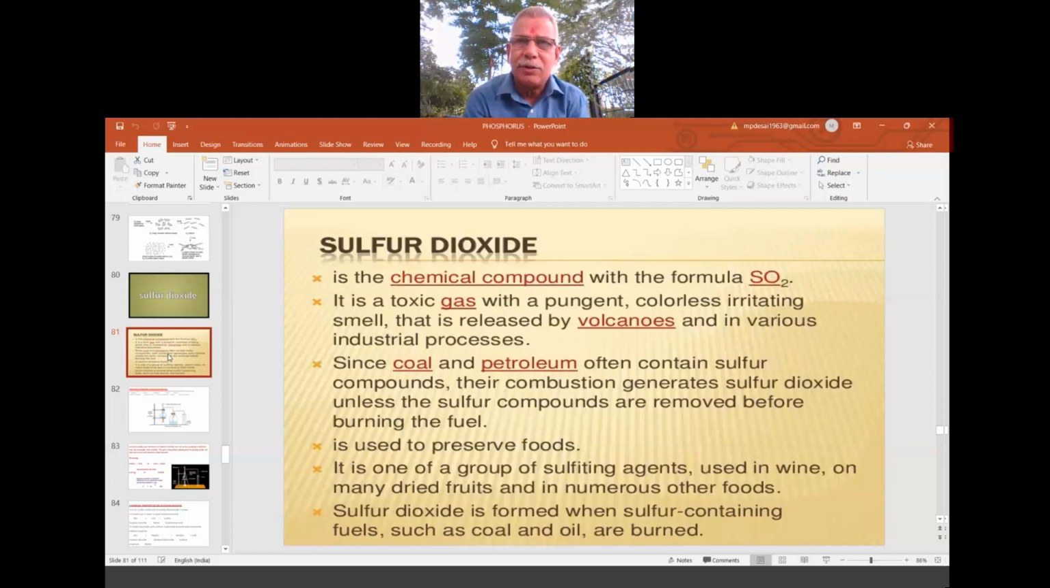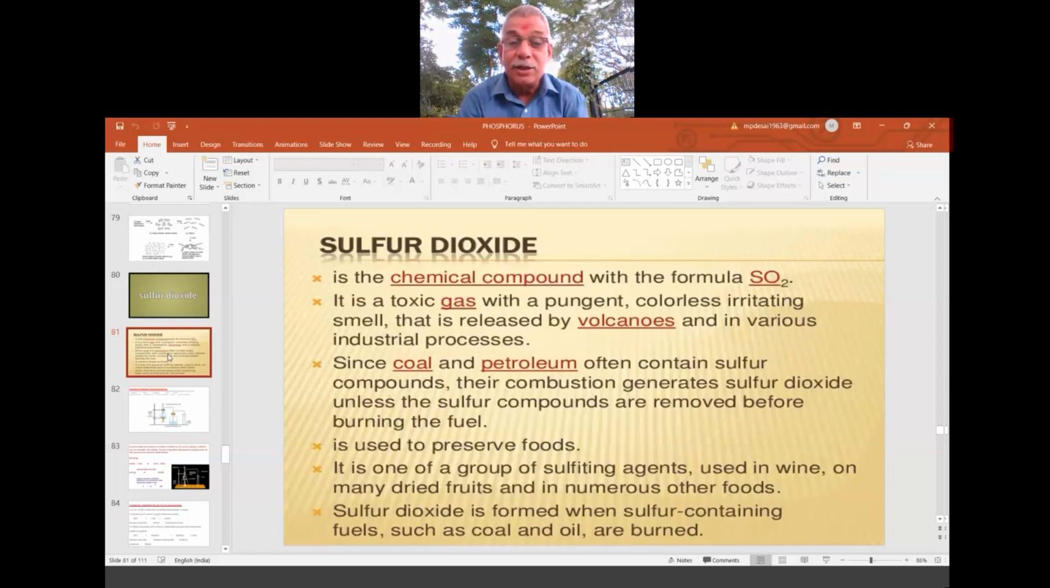But nowadays we don't use SO2. A variety of food preservatives are available with the CFTRI Mysore. There is a separate wing, the CFTRI, where they will give user-friendly or human-friendly preservatives so that food is preserved safely.